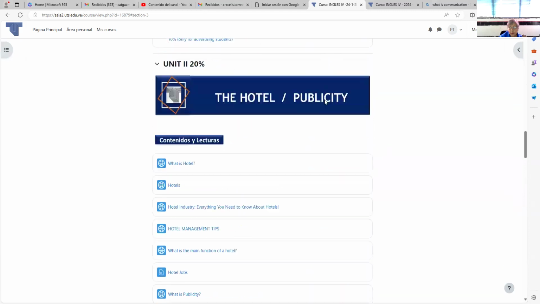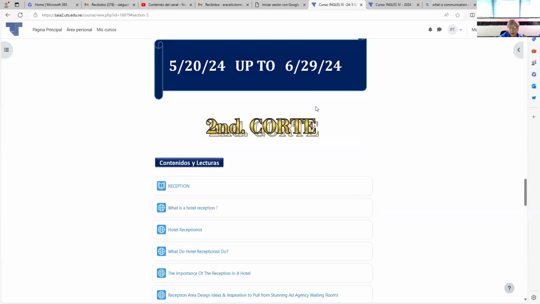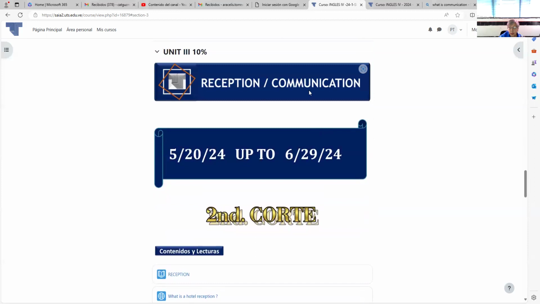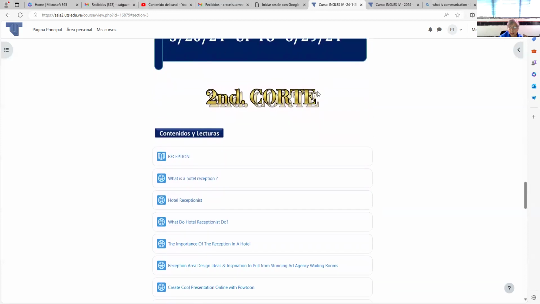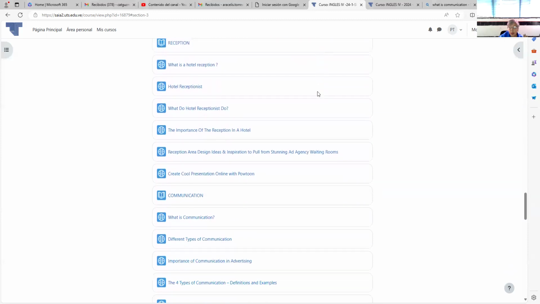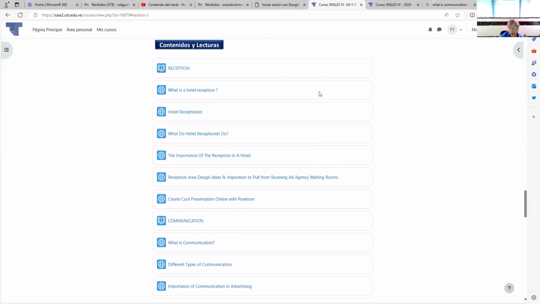But don't forget that the second core has to do with reception and communication. Reception for tourism students, and communication for advertising students. Okay, next time I will explain more carefully if you want.